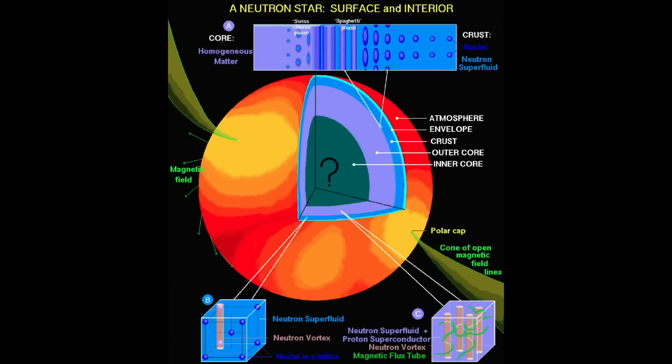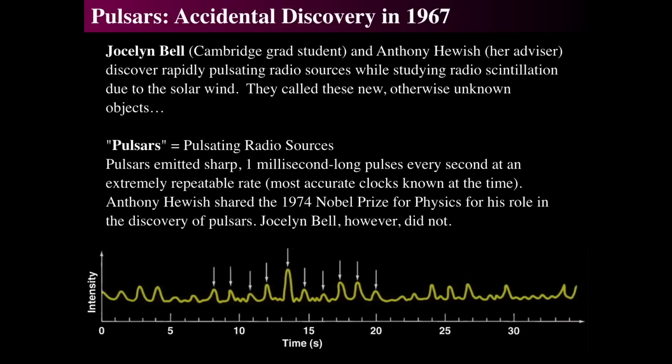All right, so let's look at how they were discovered. They were discovered by accident in 1967 when Jocelyn Bell, who was a grad student under Anthony Hewish, her advisor, was looking for very rapidly pulsating radio sources. What they were doing is hunting for oscillations in the solar wind. So their study was the solar wind.